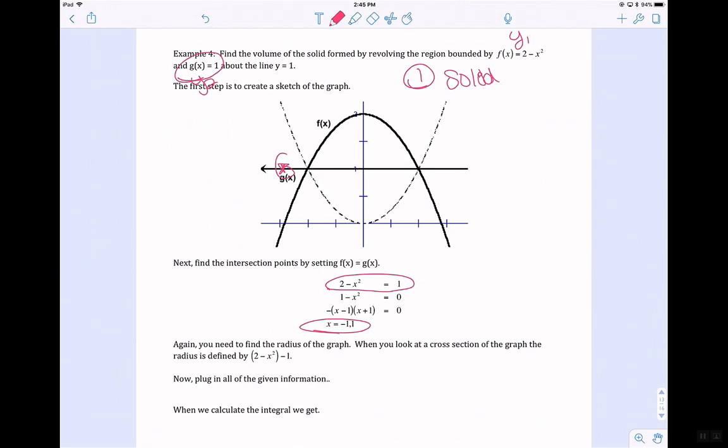Because I'm rotating around a horizontal line, I need x values. So I don't have to find the corresponding y values for -1 and 1. Okay?